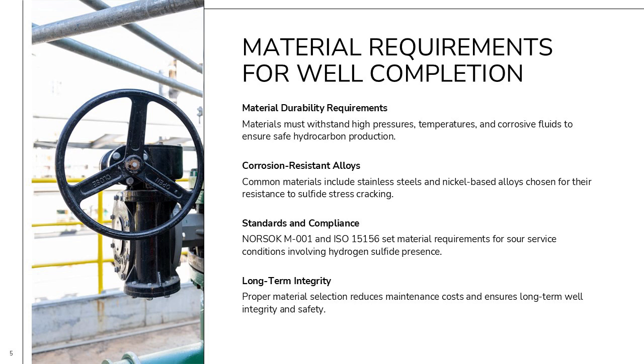Material requirements for well completion. Well completion involves installing equipment and materials that enable the safe and efficient production of hydrocarbons. Materials must resist high pressures, temperatures, and corrosive fluids. Common choices include corrosion-resistant alloys or CRA such as stainless steels and nickel-based alloys for tubing and casing. Selection criteria include tensile strength, resistance to sulfide stress cracking, and compatibility with completion fluids.